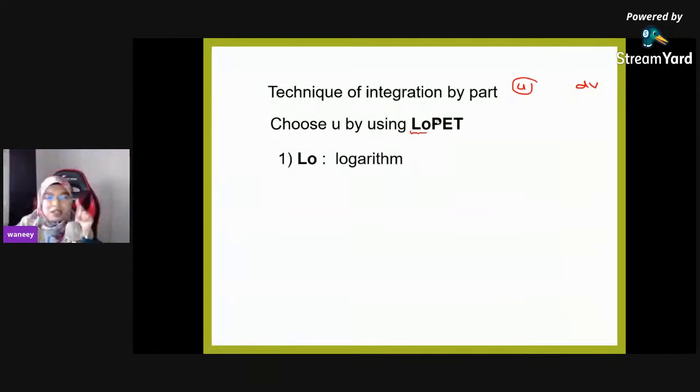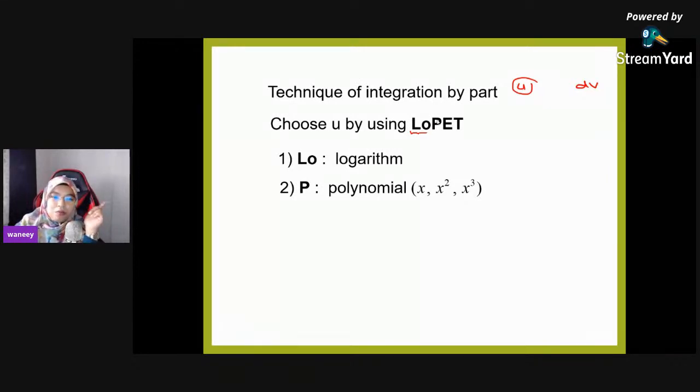So you're going to see the term. If we have a log, then that log will become the u. Everything else will become dv. The second one, P, stands for the polynomial. So you might have x squared, x cubed, and etc. So those are polynomials. So log, polynomial.